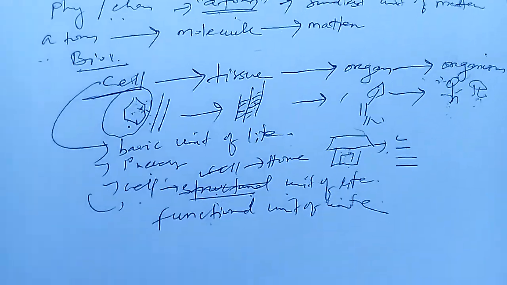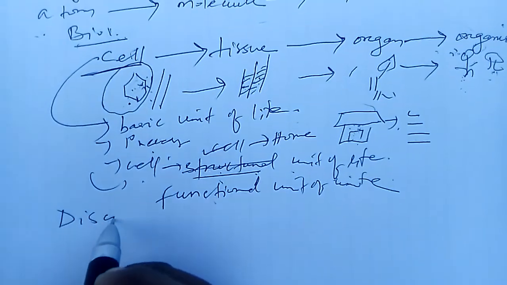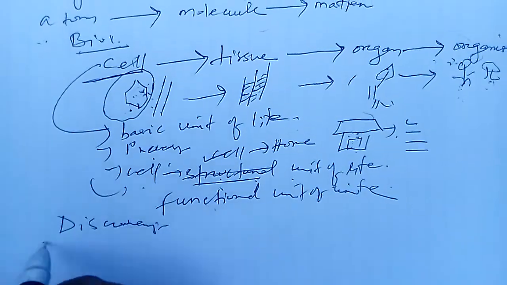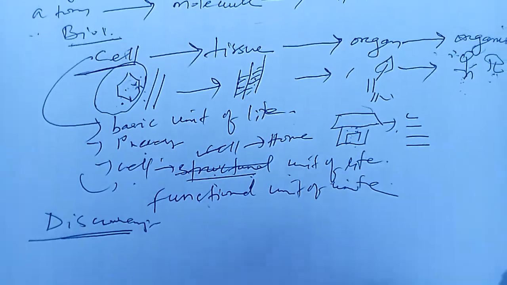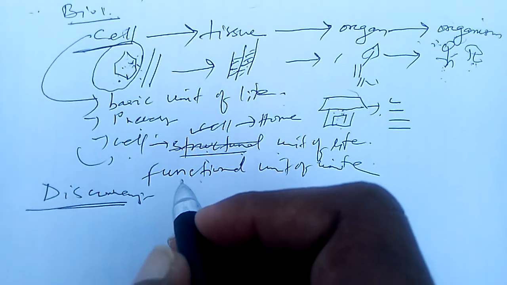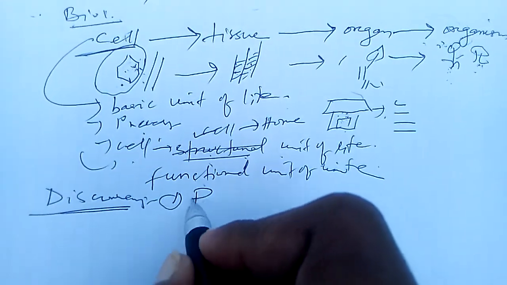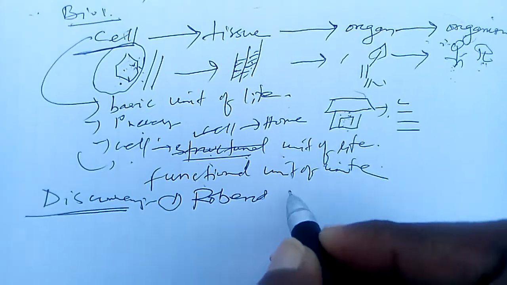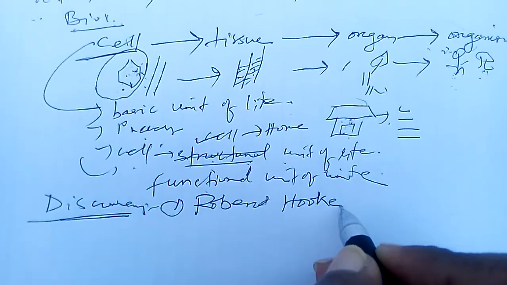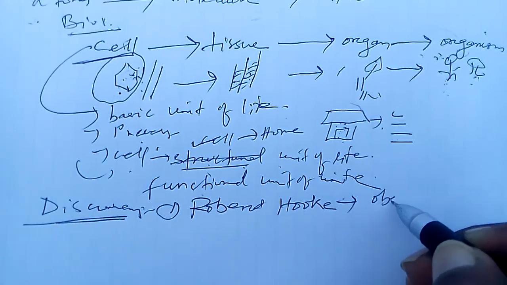Then comes the discovery of cell, something about its history. How was this cell discovered? See, there was a scientist. The first scientist whose name came up in connection with cell was Robert Hooke. Robert Hooke was the first scientist who observed cell.